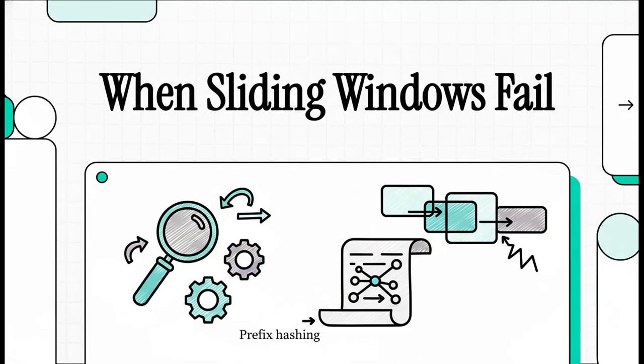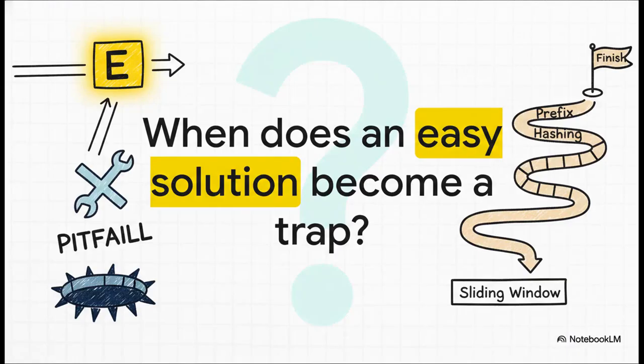Welcome to the Explainer. Today, we're going to investigate a really common programming trap, one where the most obvious go-to solution is actually the wrong one. Let's dive right in. We're digging into a classic algorithmic problem, where the approach that feels the most intuitive, the one that probably pops into your head first, actually leads you straight into a pitfall.